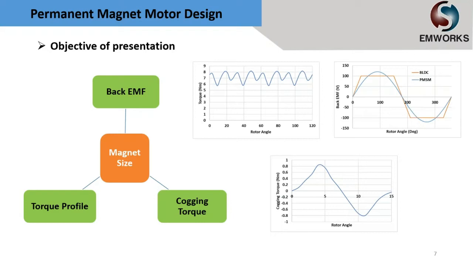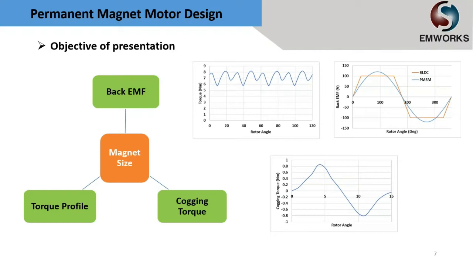The other parameter which might be interesting for designers is cogging torque. Cogging torque is the torque due to interaction between rotor permanent magnets and the stator teeth. Cogging torque is an undesirable phenomenon which increases the torque ripple and the vibration and noise of the machine. Therefore, electric machine designers try to reduce it as much as possible.